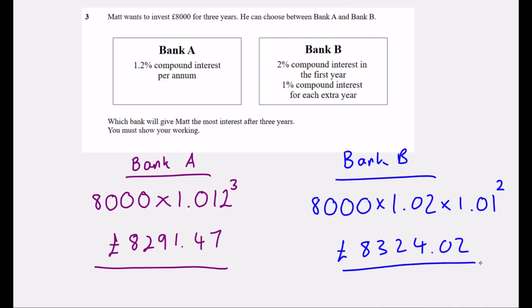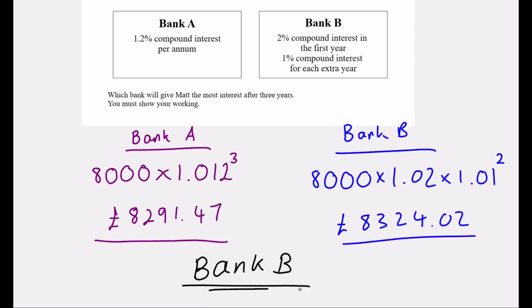So which is more? Bank B is more. So we need to write a conclusion, and we can just write Bank B. So Bank B gives the most interest after 3 years.